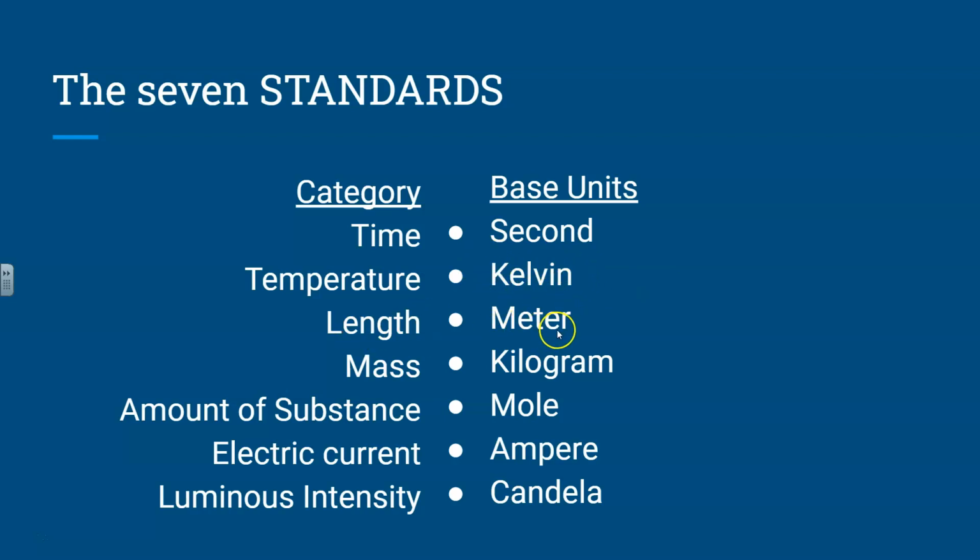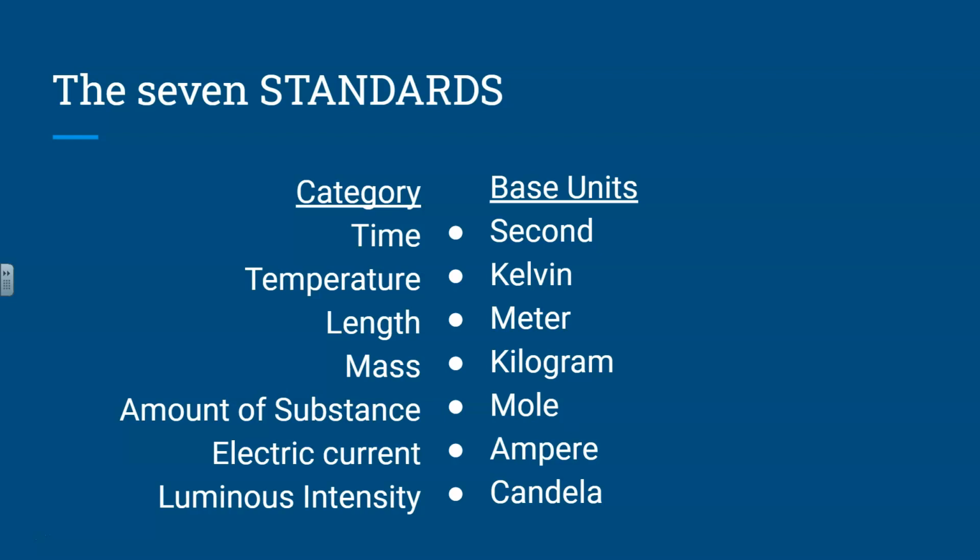Length is the meter, and then you can have centimeters, millimeters, and so on and so forth from there, but the standard is the meter, and then everything gets bigger or smaller from there. Mass is the kilogram, and then we can go grams, milligrams, centigrams from there. The amount of a substance is the mole, and in chemistry we'll talk about what a mole is and what it represents.